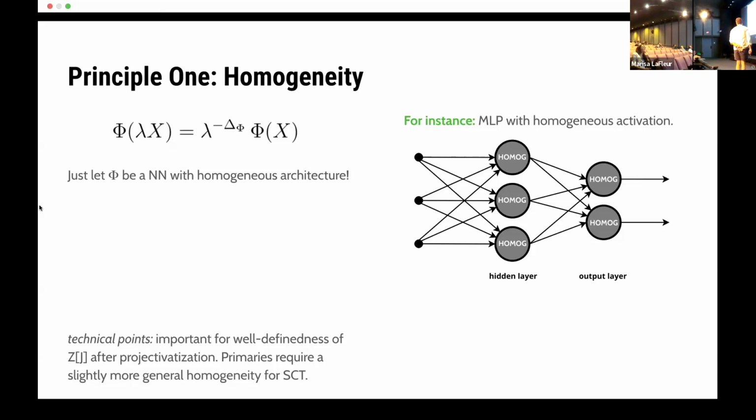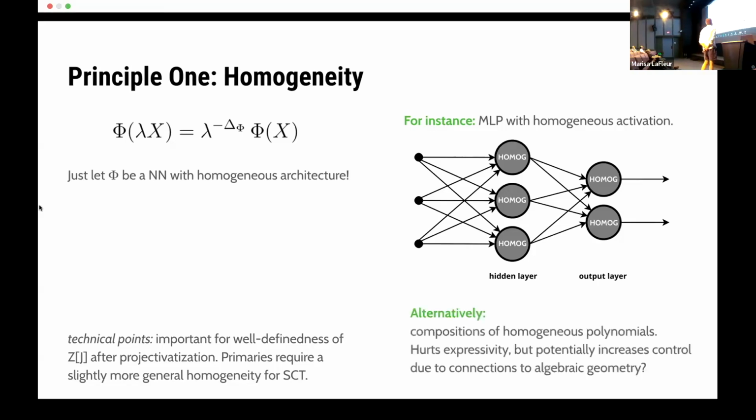There are some technical points that I don't know that I have time for, but I invite comment on them. Alternatively, something you could do is you could say, I'm going to take compositions of homogeneous polynomials. Homogeneous polynomials are famously homogeneous.